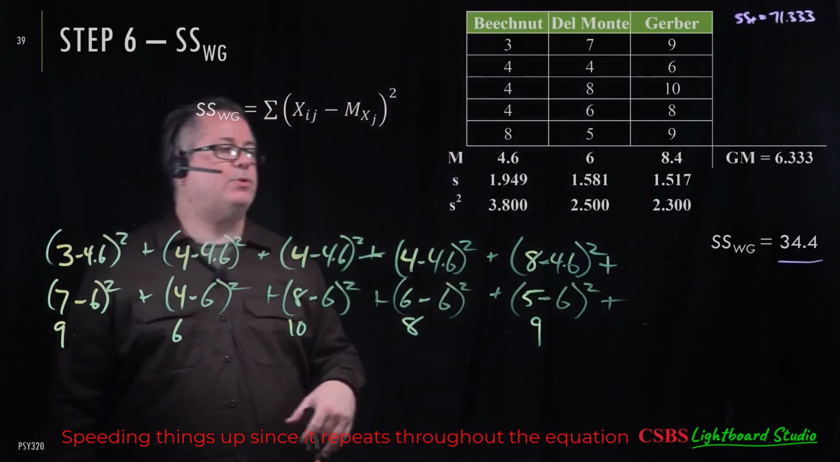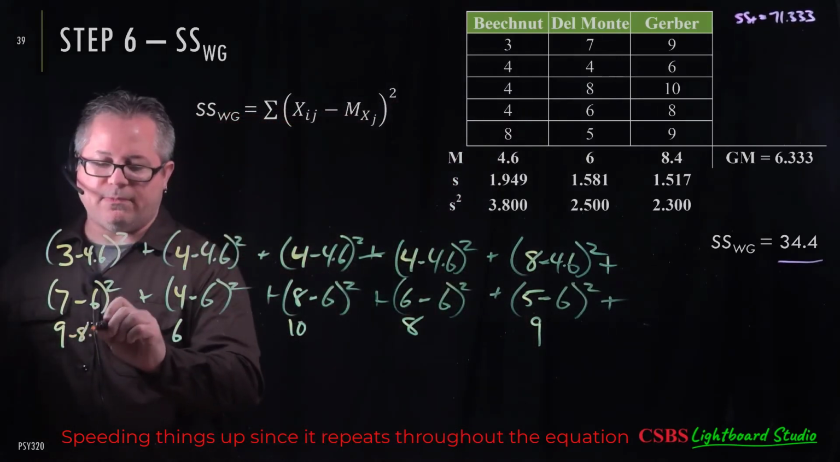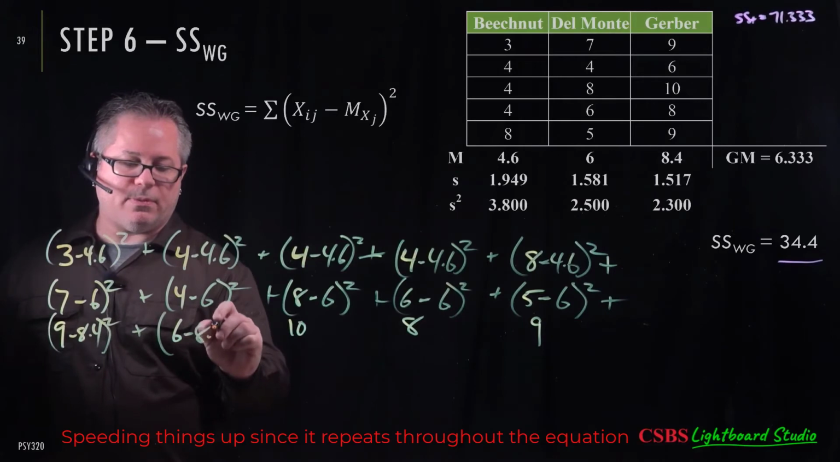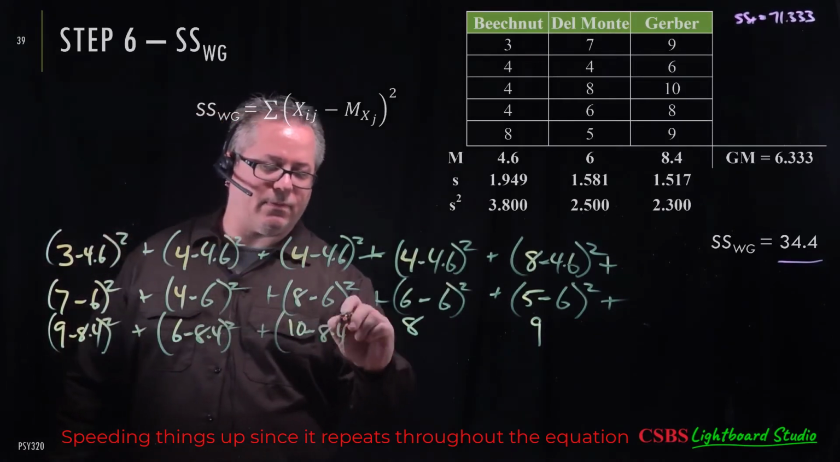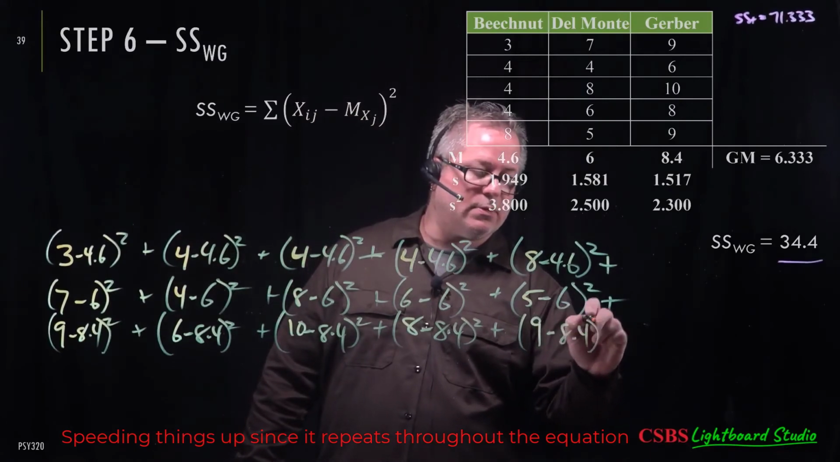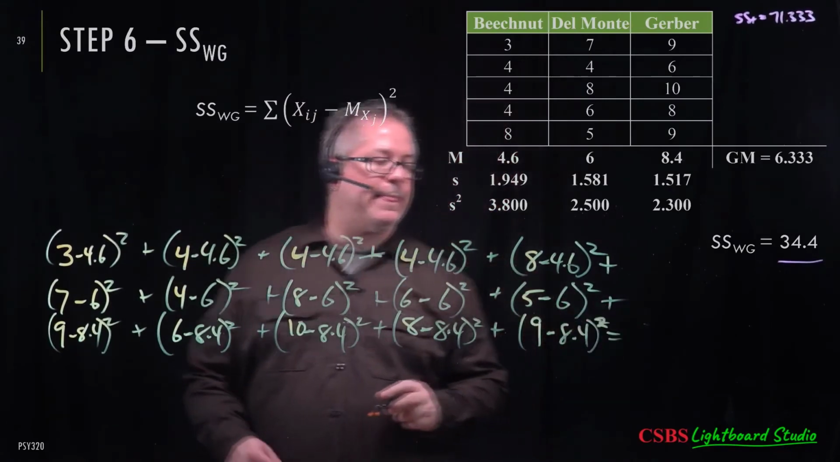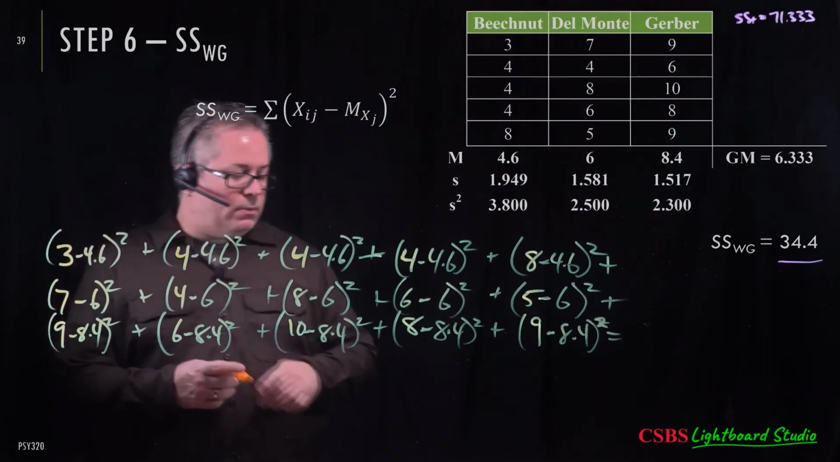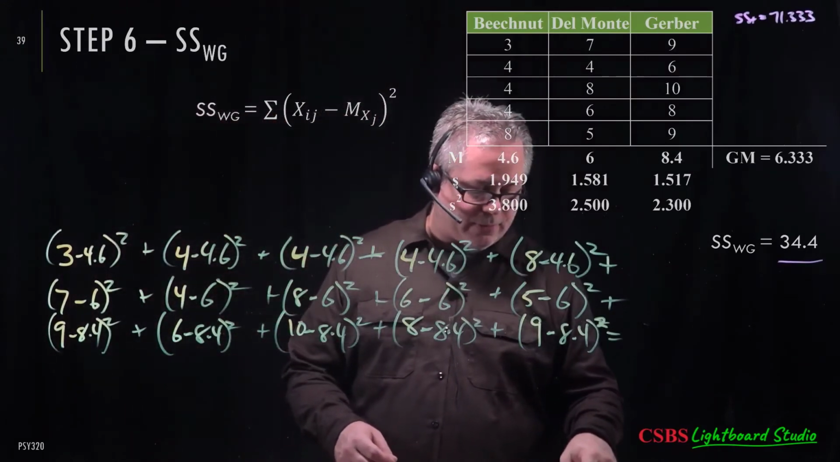Now I'm going to keep going. Go to the other group. 8.4. 9 minus 8.4 squared. 6 minus 8.4 squared. Minus 8.4 squared. 8 minus 8.4 squared plus 9 minus 8.4 squared equals squared. Let's go through and figure out all those.